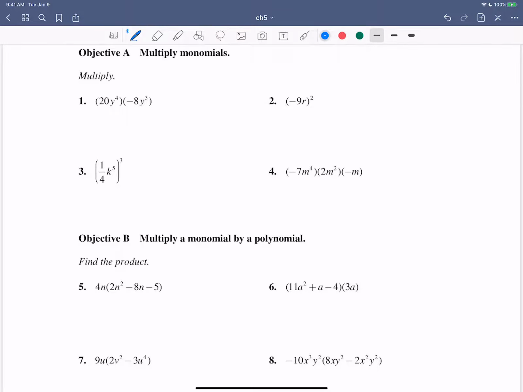Objective A. Multiplying monomials. Number 1. 20y to the 4th times negative 8y cubed. Both of these polynomials have only one term, so we're multiplying two monomials.